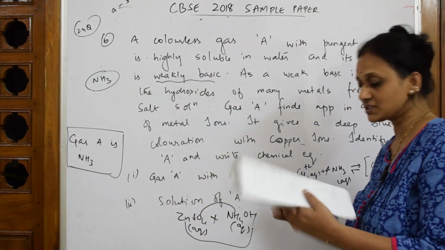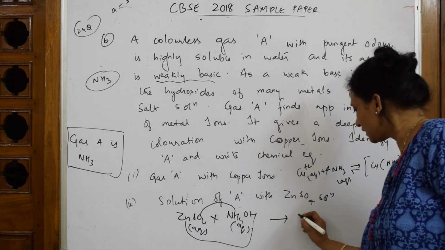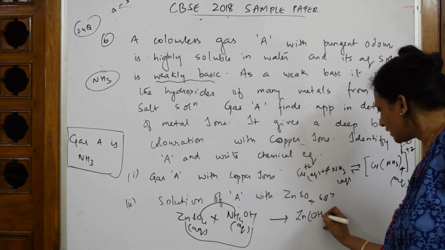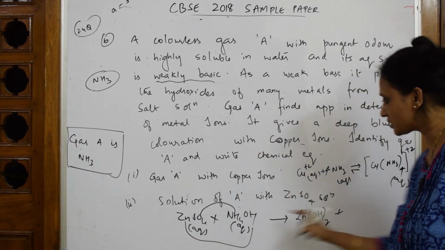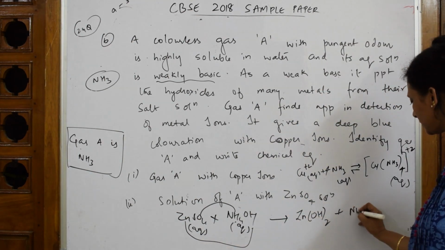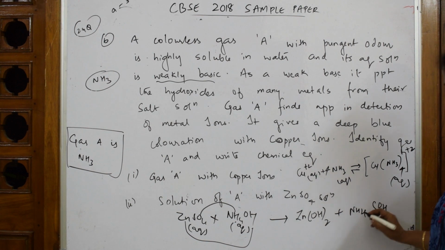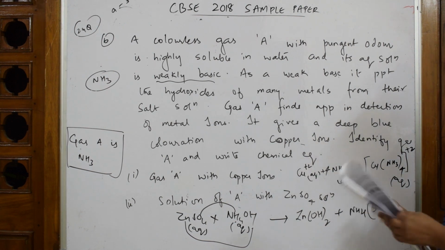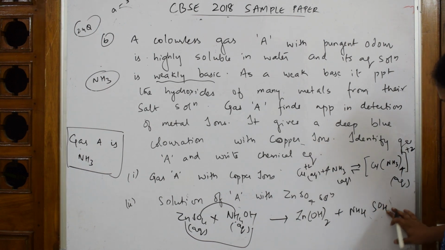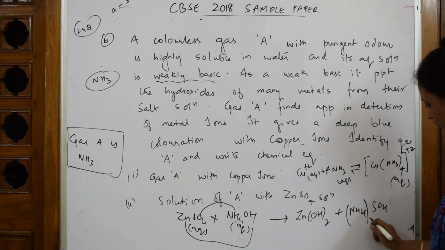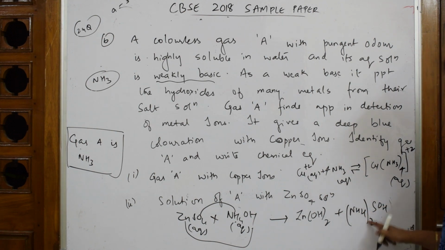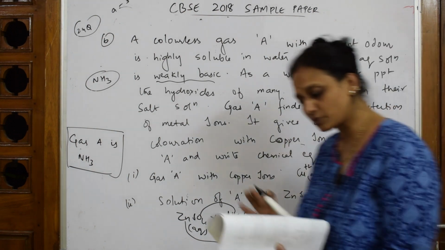So write down that, simple, directly you can write, you will get zinc hydroxide, the valency of zinc is 2, plus ammonium sulfate, ammonium NH4, SO4, done. So the valency of ammonium is 1, but the valency of sulfate is 2. Ammonium is 1, sulfate is 2, ammonium sulfate. So I get both the products done.